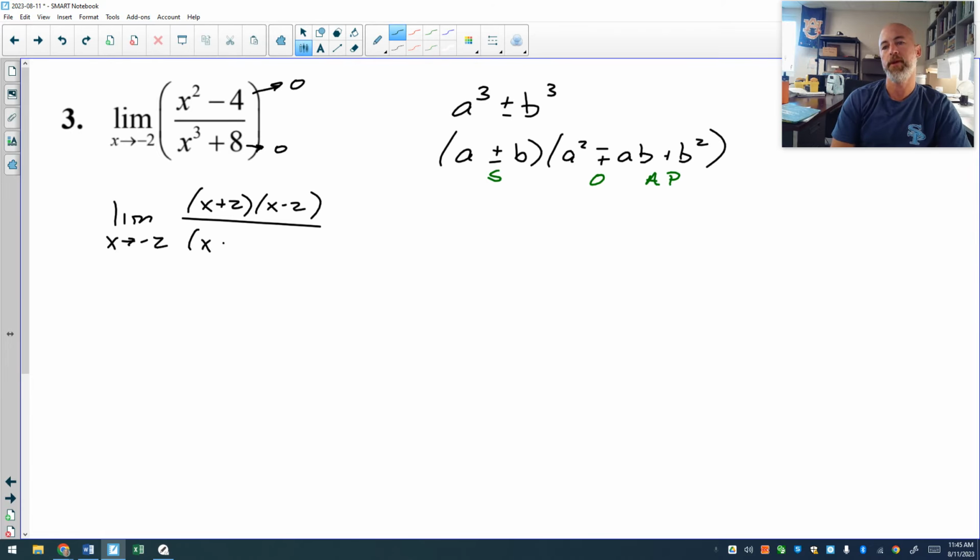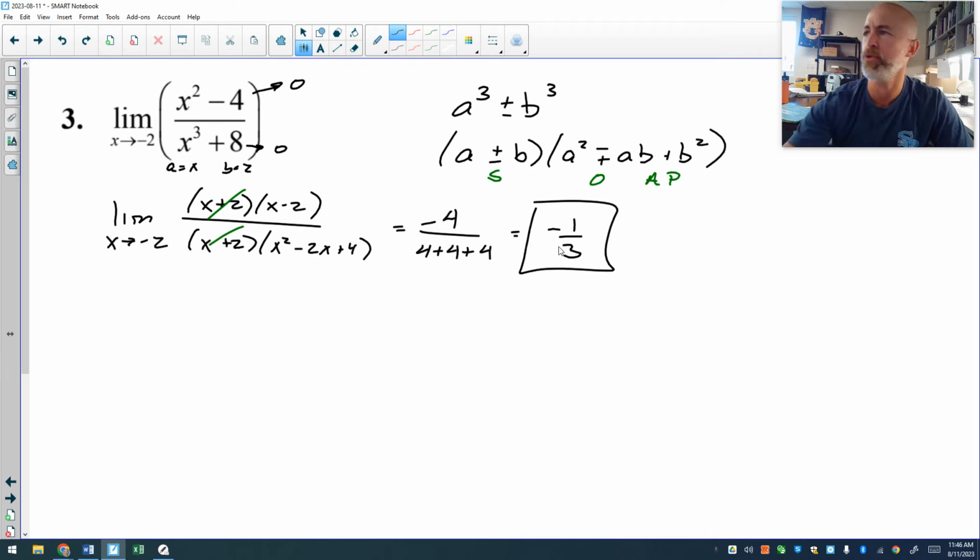Back to this problem, that'll be x plus 2. So your a would be the x, because x is being cubed, and the cube root of 8 is 2. So b is 2. So it's a plus b, then a squared. Change the sign, a times b, which will be 2x, plus b squared will be 4. Now I can cancel the x plus 2's. And when I substitute again, negative 2 minus 2 is negative 4. Negative 2 squared is 4. Negative 2 times negative 2 is positive 4 plus 4. That's a lot of 4's. And that ultimately reduces to negative 1/3. There's our answer for 3.